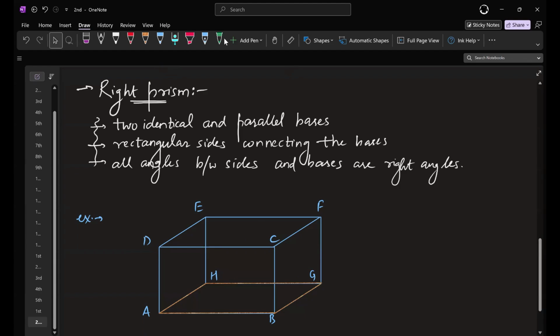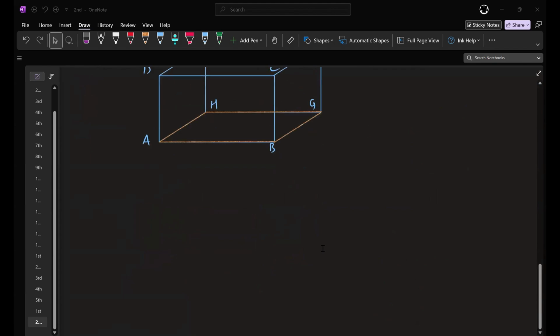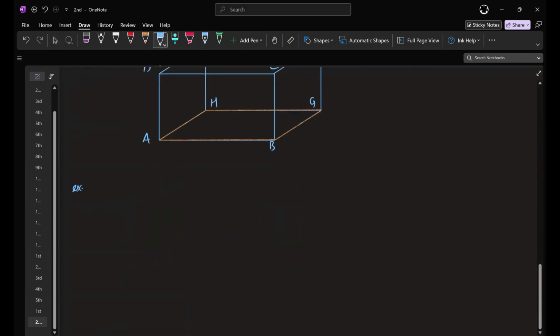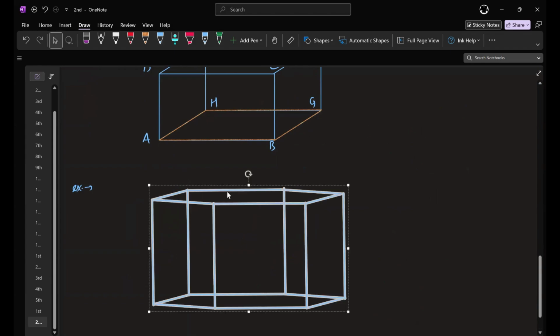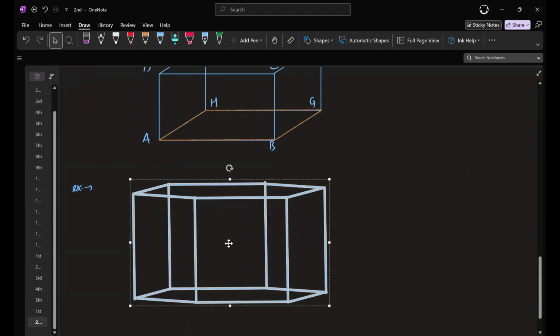Okay, just a second, let me give you another example, I have to copy another figure. The screen is visible, right? For the other example, so this is our figure. I'll be drawing it, it will take so much of time.